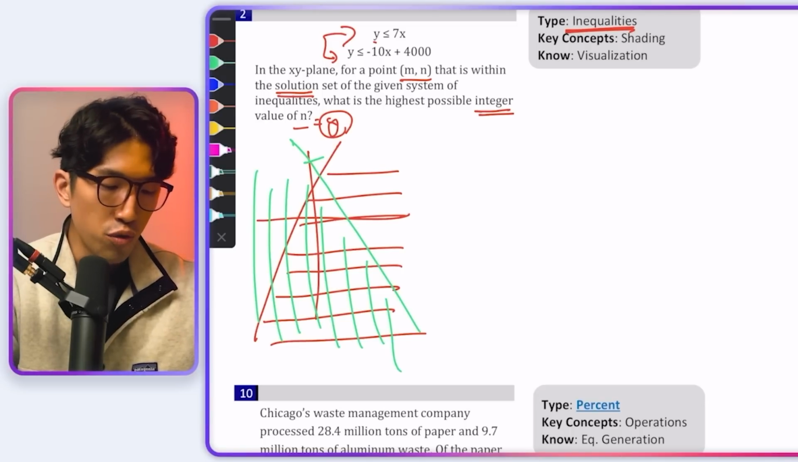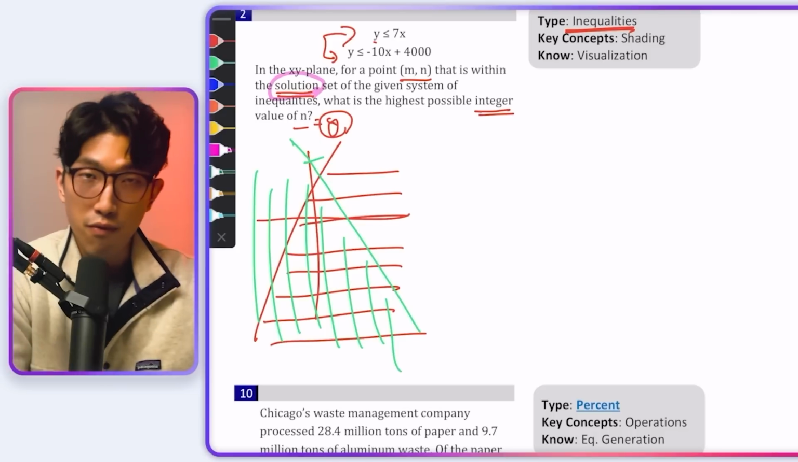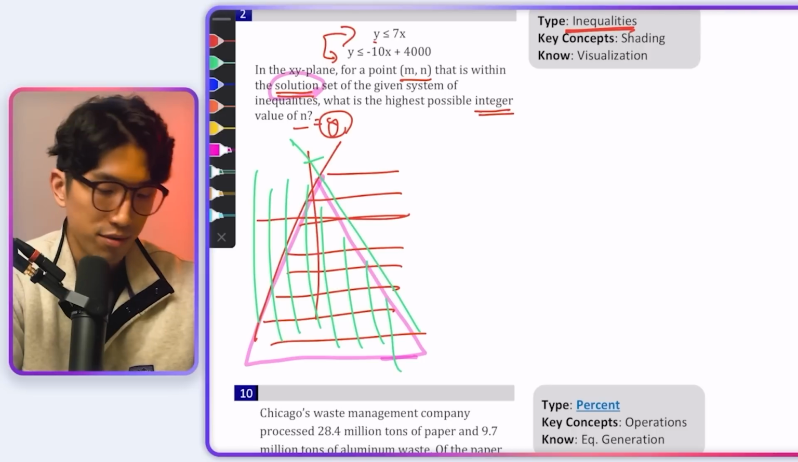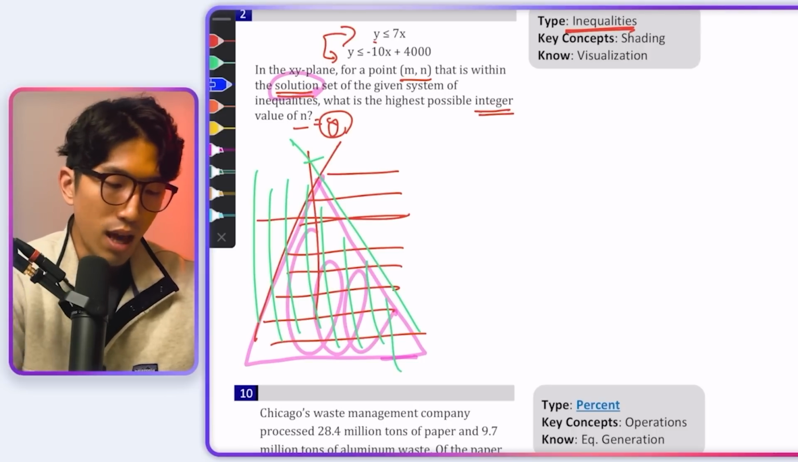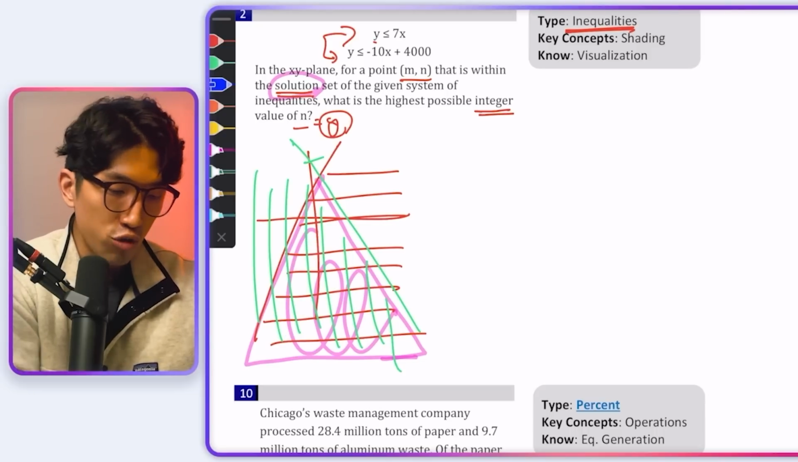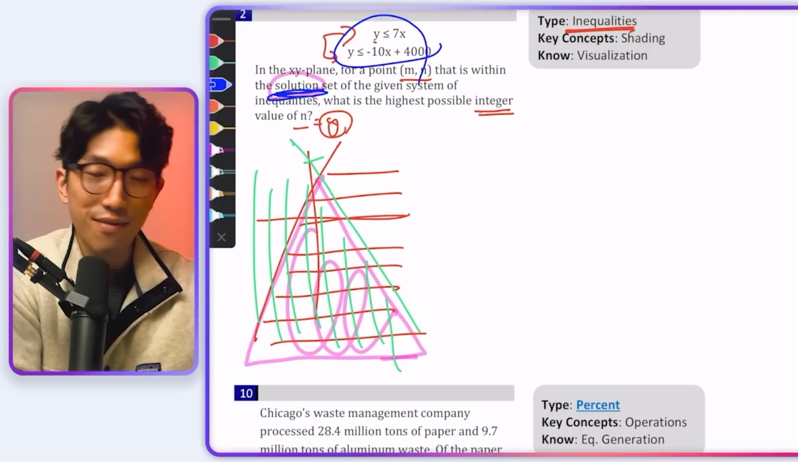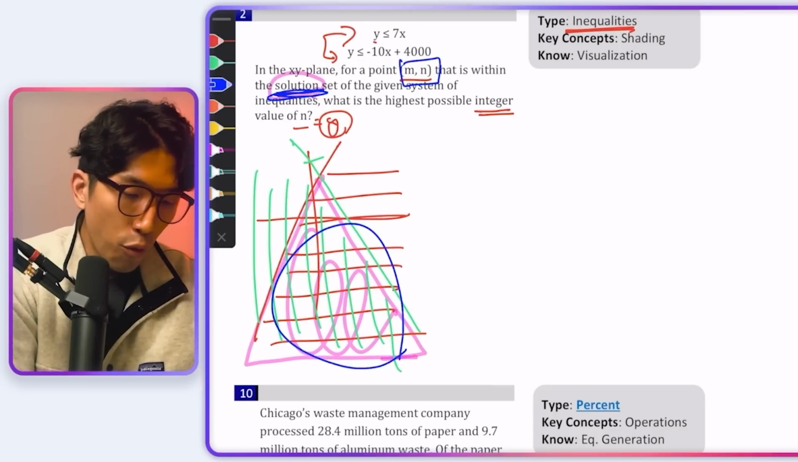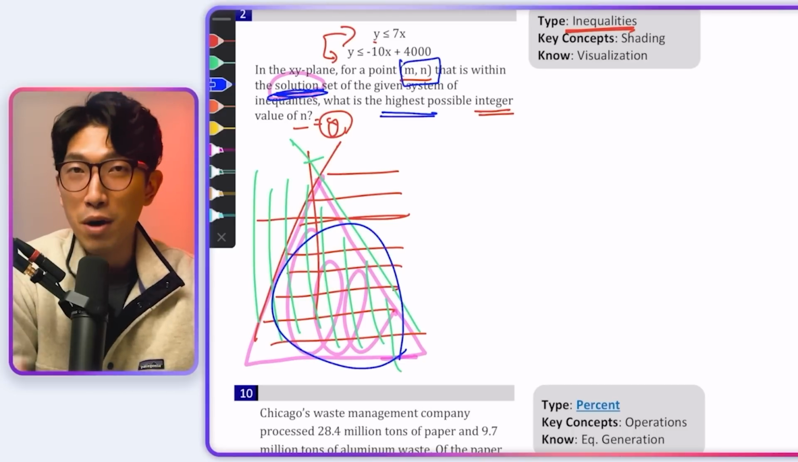And when it comes to two inequalities, the solution is referring to the intersecting points, the overlapping point between these two graphs, which is going to be right there. And we know that every point that is inside this overlapping region is going to be a solution because it satisfies both of them. So m and n is any point that's in here, but we're looking for the highest possible value of what? The y value.